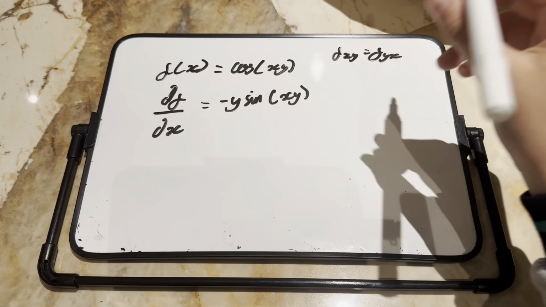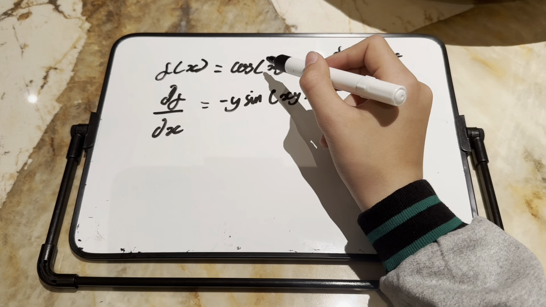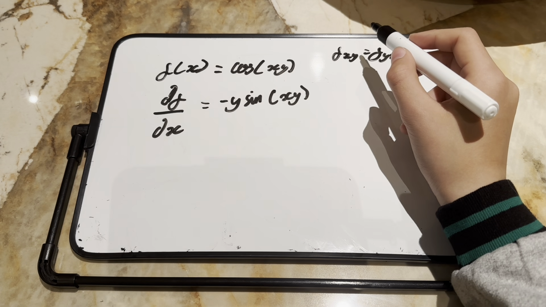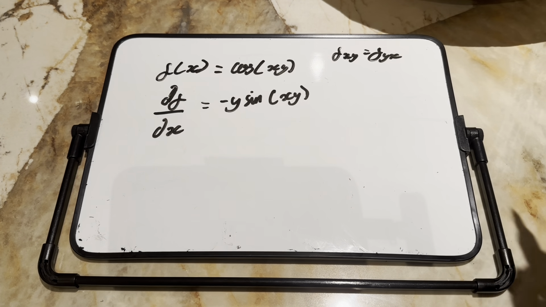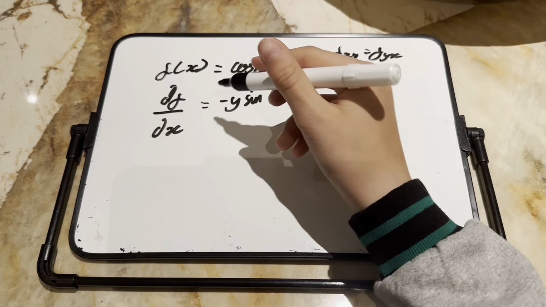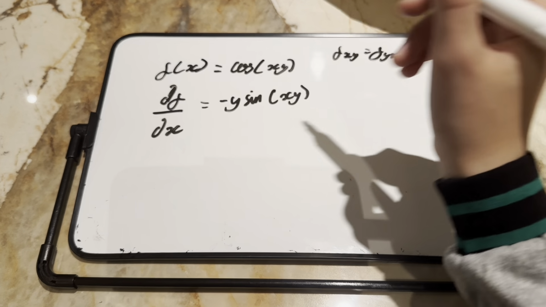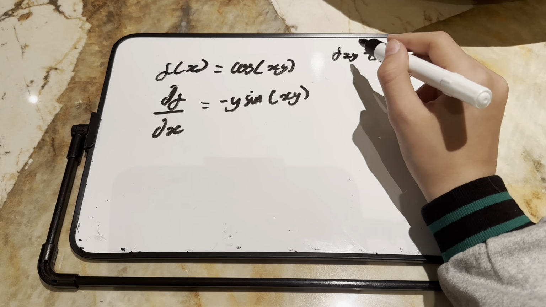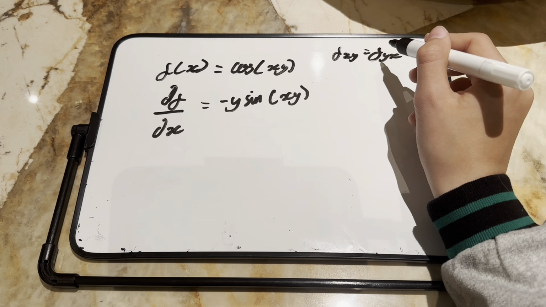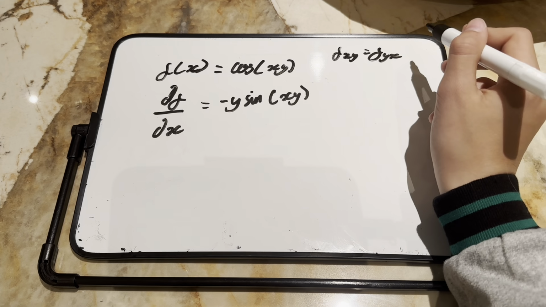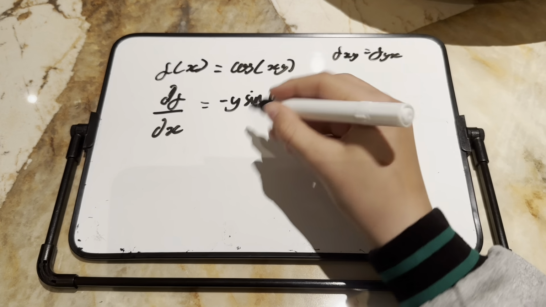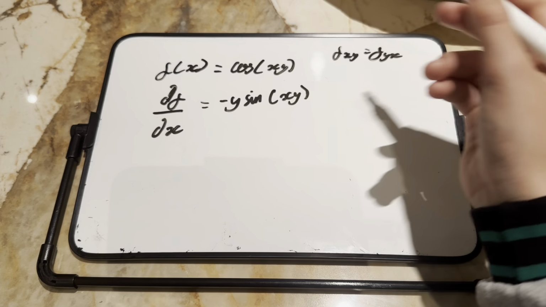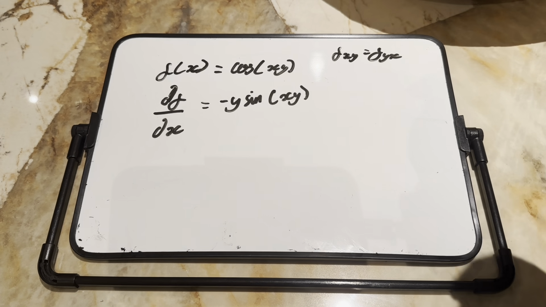Okay, so we already know what the partial derivative with respect to x of cosine of xy is. So how about we find the partial derivative with respect to x then with respect to y of cosine of xy. We know that the partial derivative with respect to x then y is equal to the partial derivative with respect to y then x. So since we already know the partial derivative with respect to x, let us just find the partial derivative of this with respect to y this time.